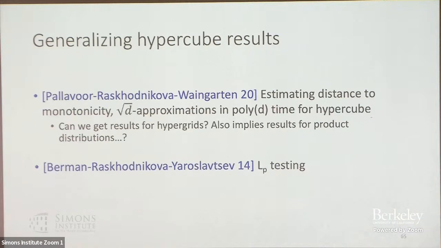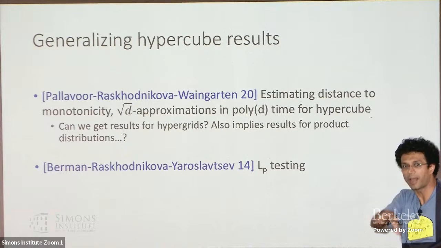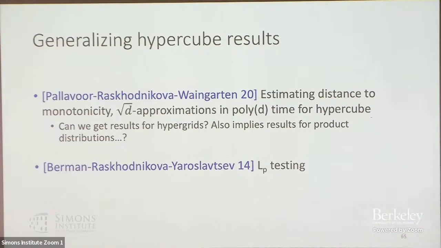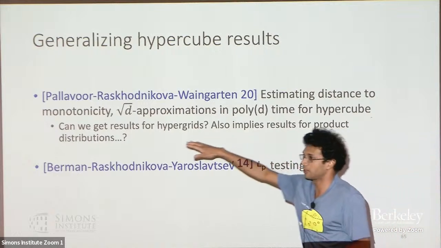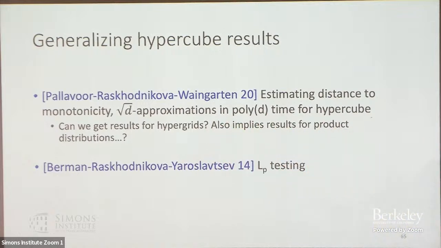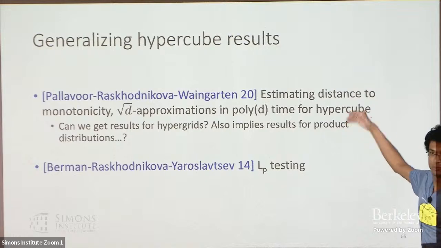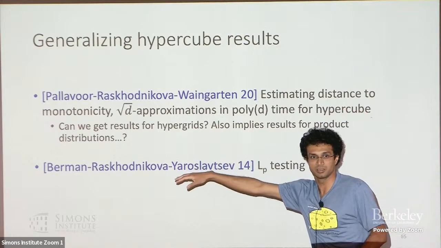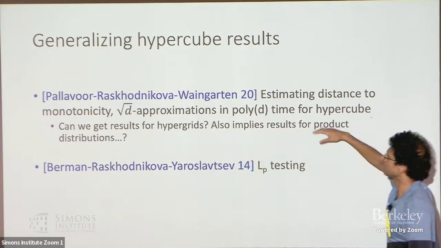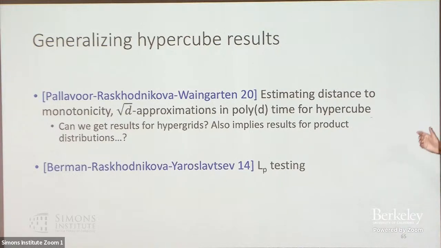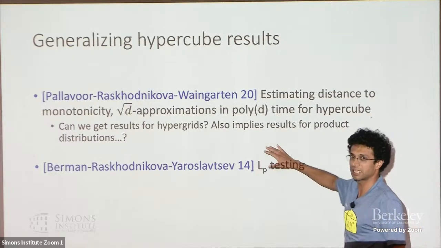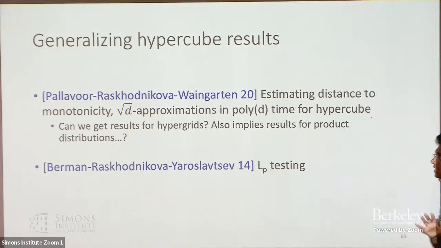I think an immediate, potentially low-hanging fruit is a result of Pallavoor, Raskhodnikova, and Waingarten, who show that you can do this tolerant testing. You can estimate the distance to monotonicity with a root d approximation in polynomial time for the hypercube. I think we can also get that for hypergrids now, because it seems like we have the tools that we need. But I say it's low-hanging only because we have the tools; I don't think it's obvious by any means.